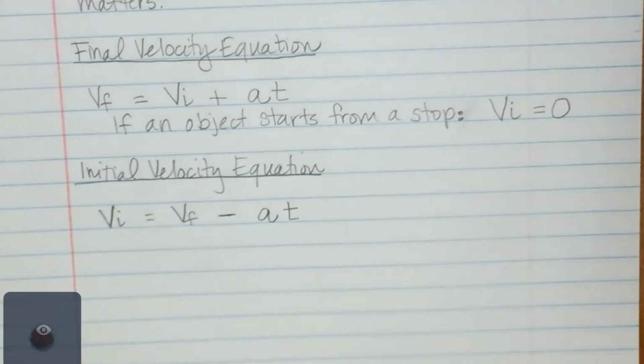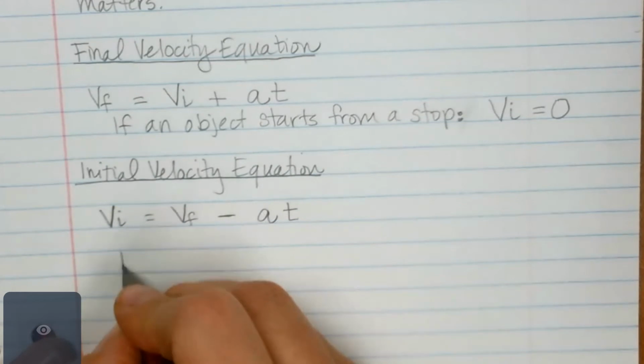So a situation like that might be, I accelerated at 15 meters per second for 3 seconds. And my final velocity was 25 meters per second. What was my initial velocity? So I'll give you the final velocity, acceleration, and time, and you have to find initial.